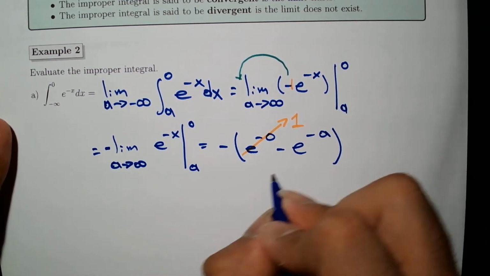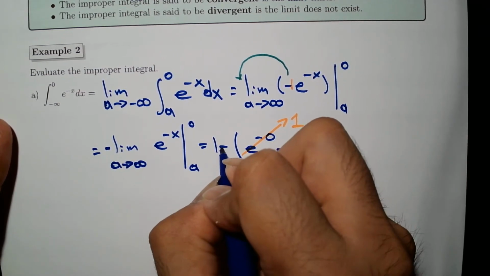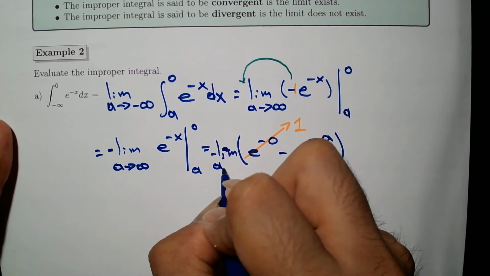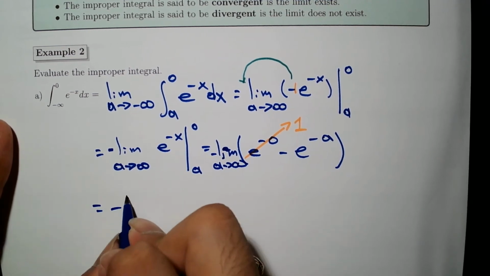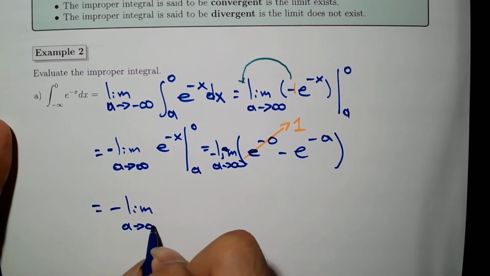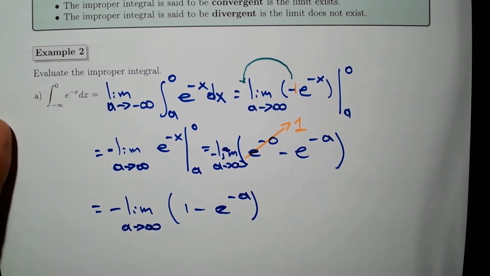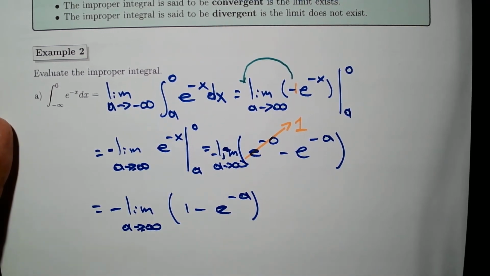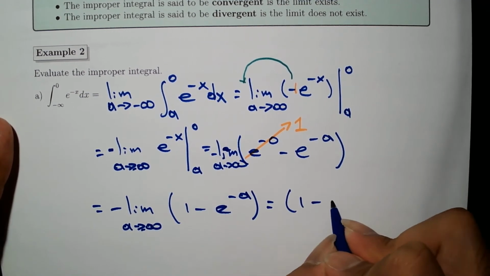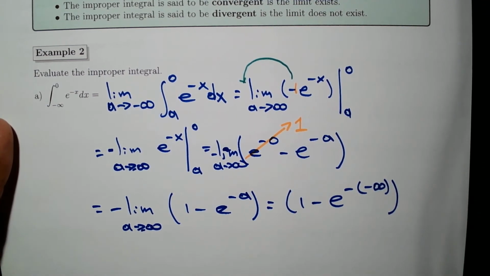Actually, oh, never mind. I forgot the limit symbol here. I'm going to have negative limit as a approaches infinity of 1 minus e to the negative a. Okay, so we evaluate this limit. By the way, it's negative infinity. So I'm going to get the following: 1 minus e to the negative infinity. Okay, this will become a positive number.